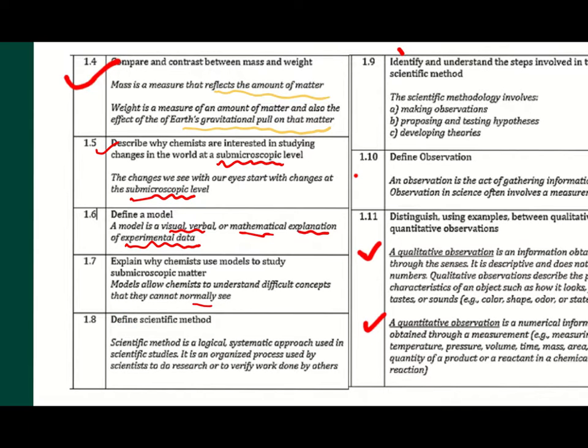Define scientific method. Scientific method is a logical, systematic approach used in scientific studies. It's an organized process used by scientists to do research or to verify work done by others.